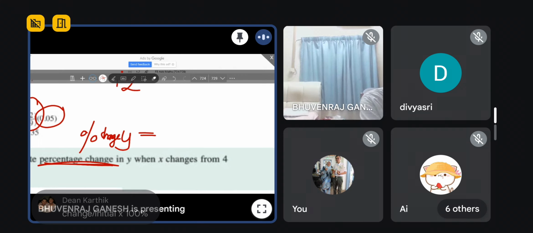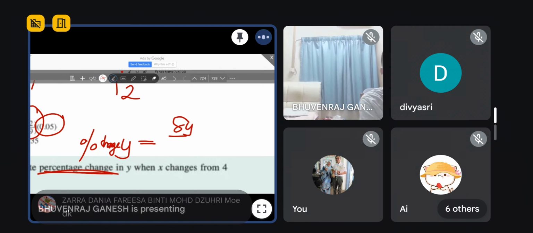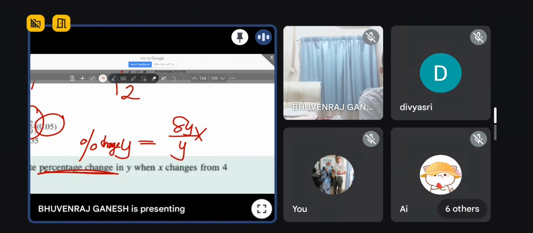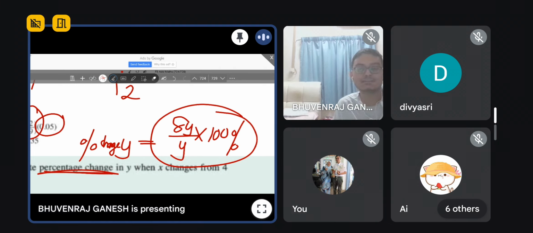Yes, correct, that is the answer. The change is delta y, divided by the initial, which is your y value. If you want to find the percentage, you must times 100%. Am I right, guys? This is how you count your exam marks. Correct? Yeah, don't second guess. It's correct only. It's simple as that.